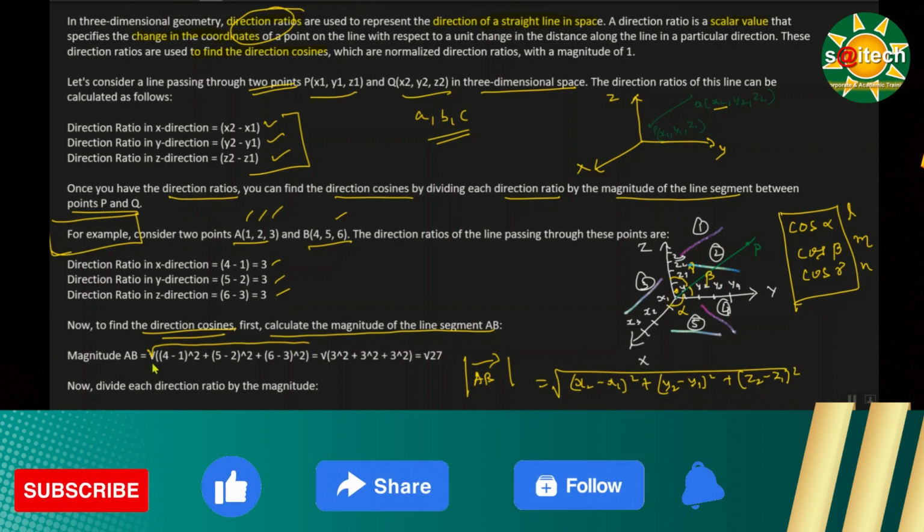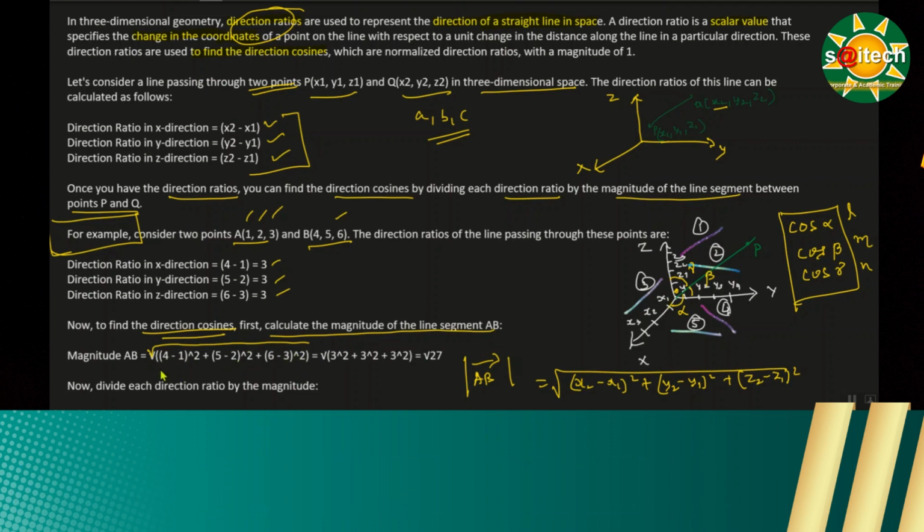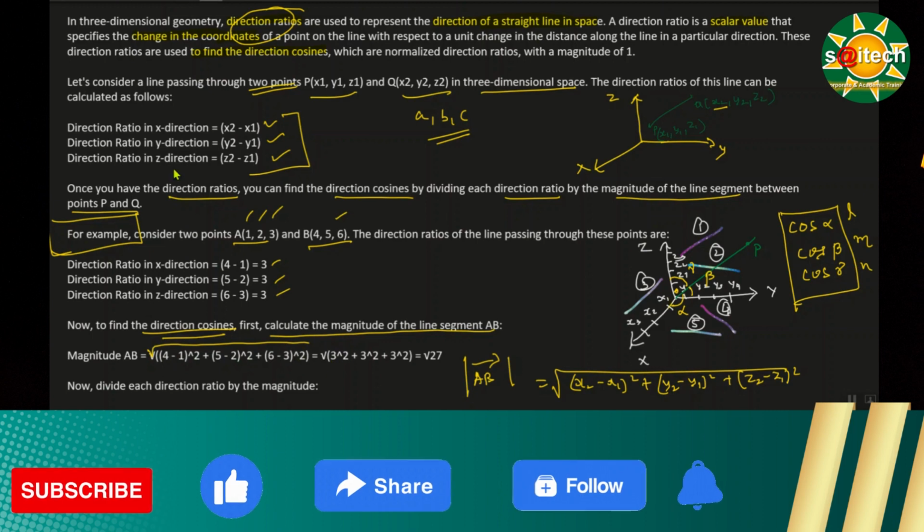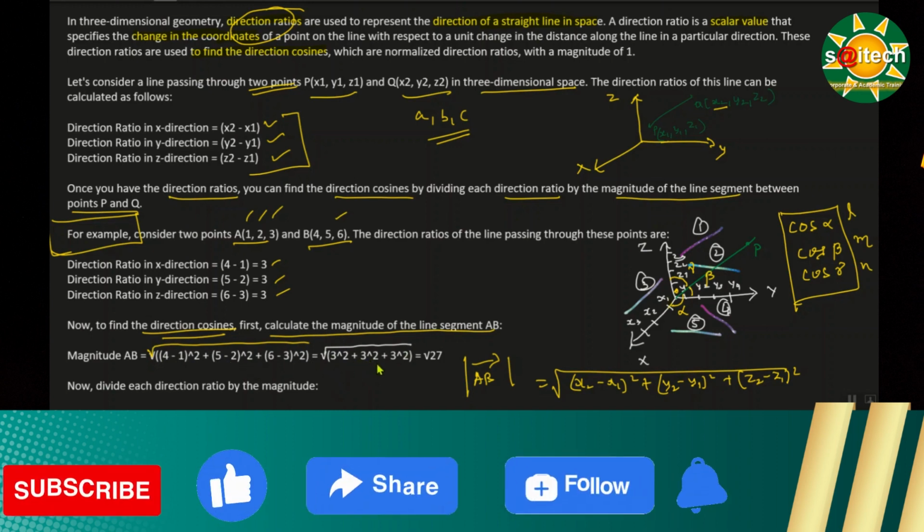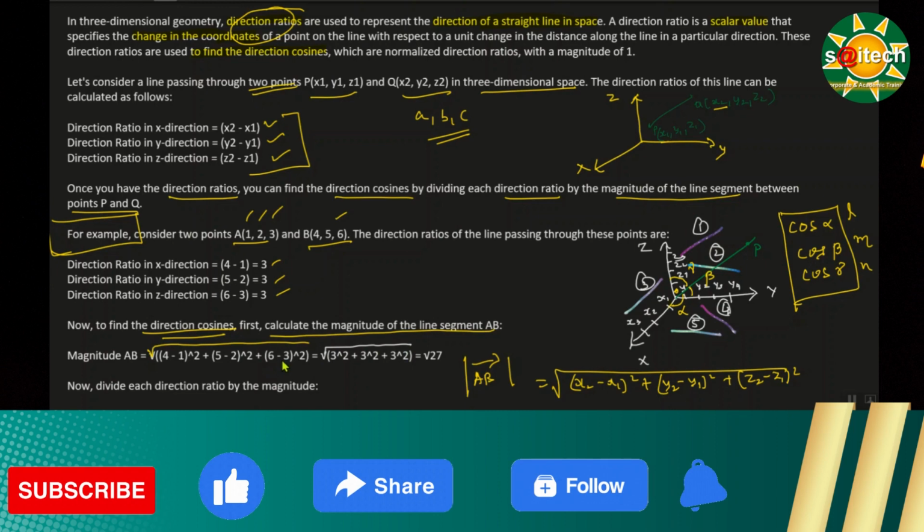So we can apply. Now we have got 4 minus 1 whole square, 5 minus 2 whole square, 6 minus 3 whole square. So 4 minus 1 the whole square means we get 3 square. And here we have another 3 square. 5 minus 2 is 3 square, and this is 6 minus 3, so 3 square. So 9, and this is also 9. So 9 plus 9 plus 9. So it means 27. So square root of 27. So this is the magnitude.